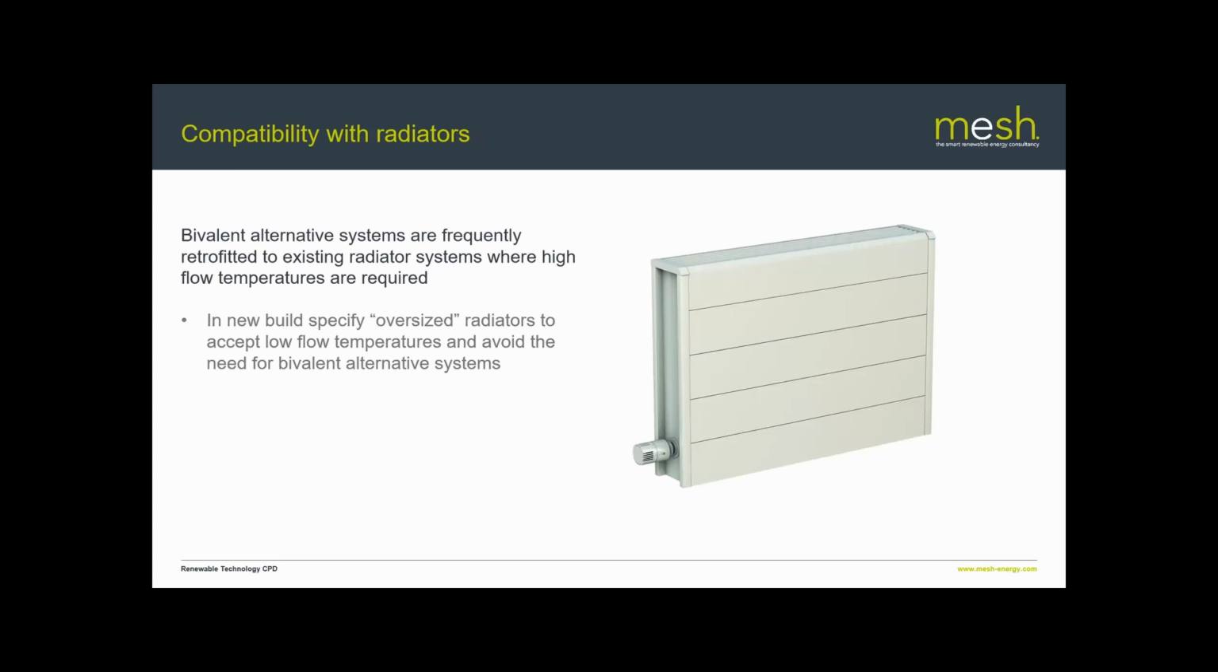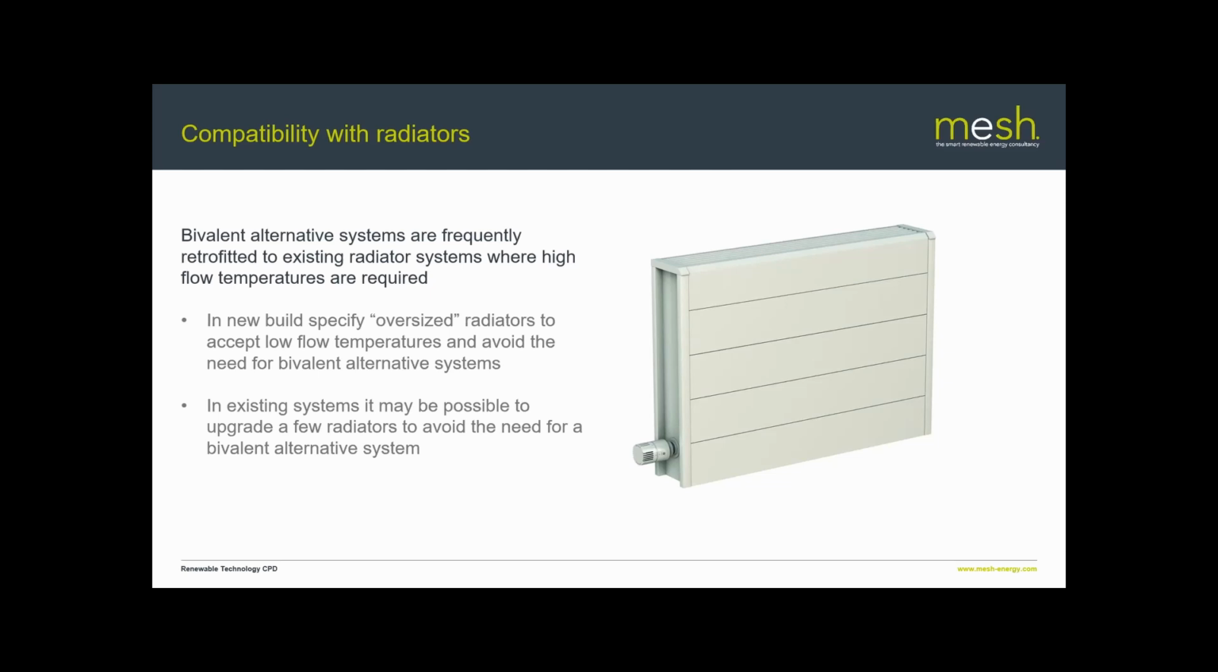If you're building a brand new building, or you're replacing the heating system entirely, but you still want to go with radiators, the first thing I'd say is oversize the radiators, because that will reduce or eliminate the need for a bivalent system. And if you can eliminate the need for a bivalent system, a monovalent system is much simpler. It's probably going to be about the same cost to install, and it'll probably give you a better seasonal coefficient of performance and lower running costs.